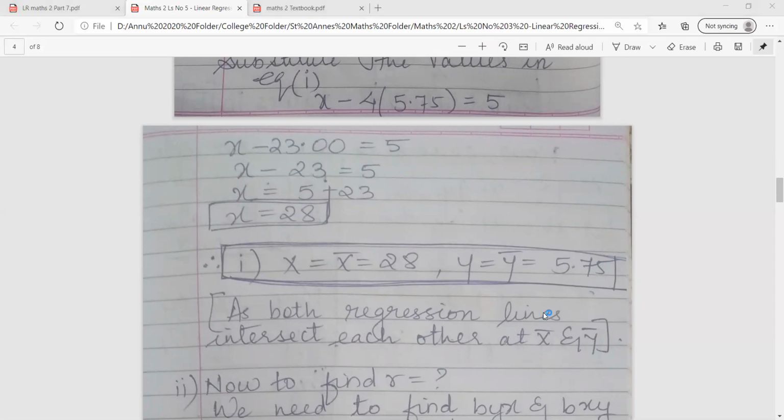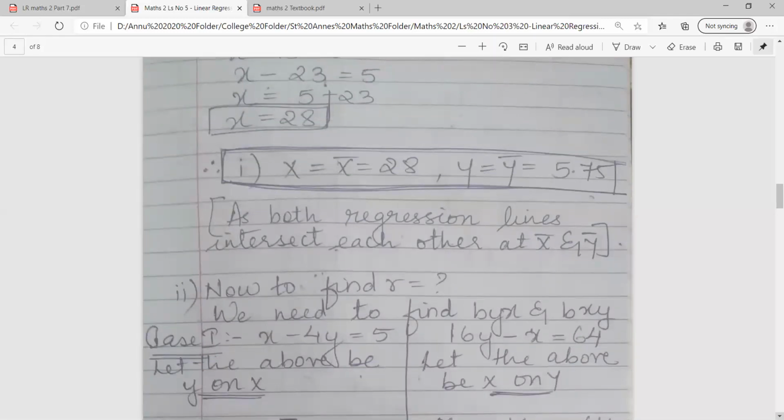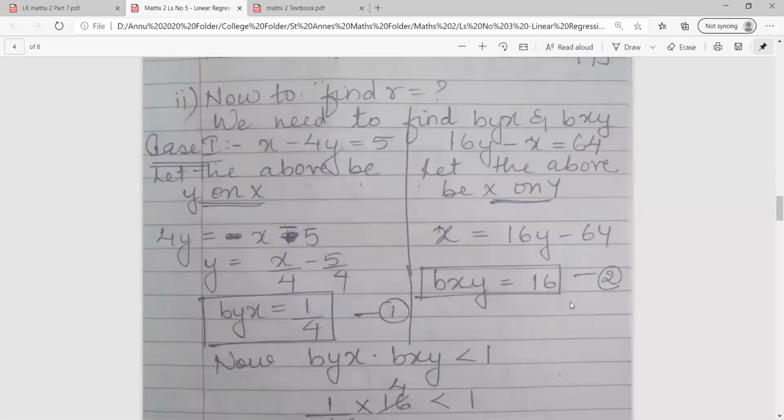Now after that, you compulsorily have to write the reason: both regression lines intersect each other at x bar and y bar. Now, in order to find the correlation coefficient r, we need the two regression coefficients. We will need both regression coefficients. So as you can see, we have two equations over here.